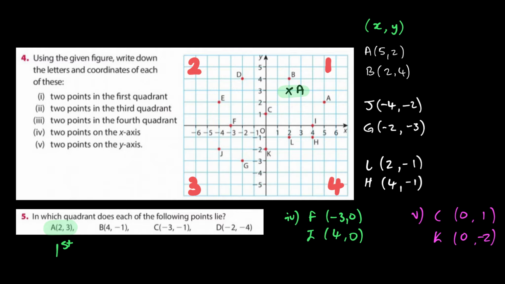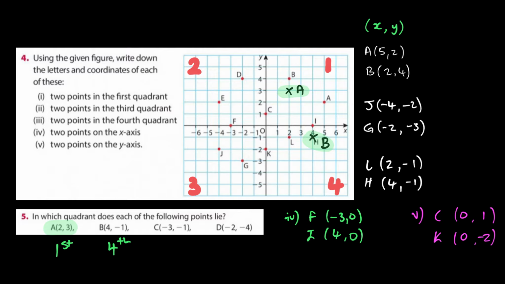So the first quadrant is my answer there. The next one is going to be 4, -1. So go to 4 and go to -1. And so this will be point B. Obviously that's the fourth quadrant, so I can put in the fourth quadrant there for point B.